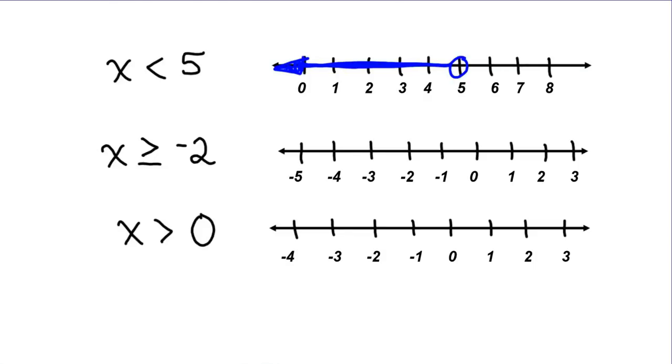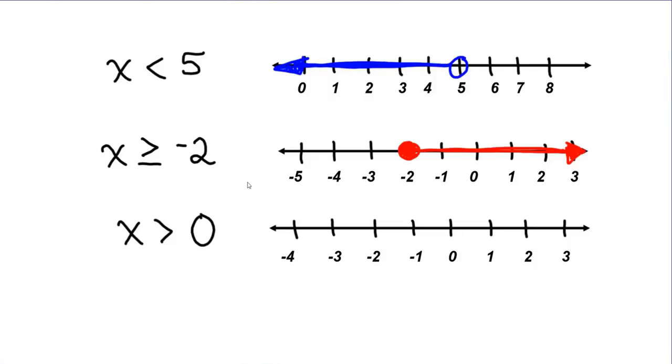Next one, x is greater than or equal to -2. So -2 is a possible solution because of the or equal to part of that inequality. So I'm going to put a closed circle on -2, and then everything greater than -2 is going to be to the right of -2 on the number line. So I draw my arrow to the right and fill that in to show that everything is greater than -2.